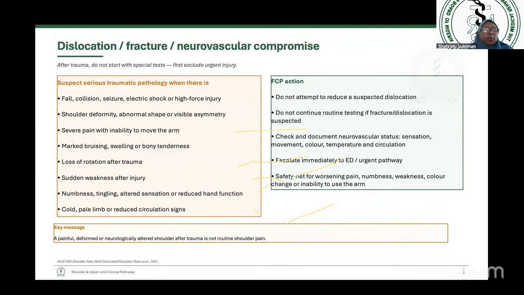So we're looking into dislocation, fracture, and neurovascular compromise. After a trauma, it is advisable not to start with special tests. First, we need to exclude urgent injuries. So we should suspect serious traumatic pathology whenever we are presented with a patient with a fall, collision, seizure, electric shock, or high force injury. We shouldn't just go into moving the patient and doing all our tests that might make it worse.